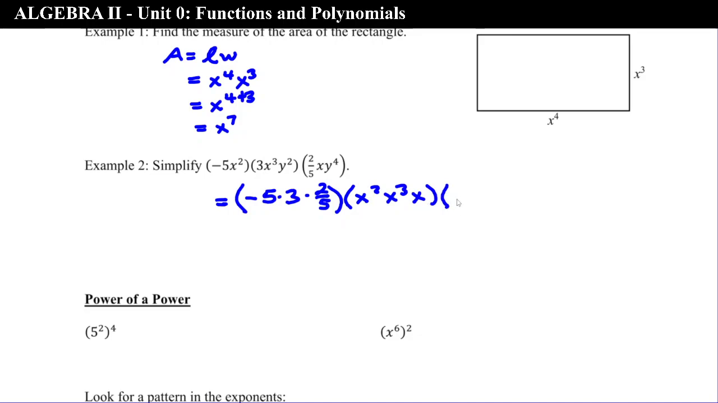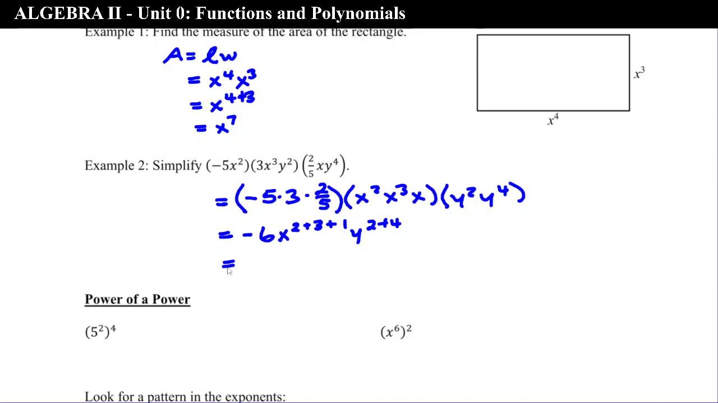Finally, we're going to group together our y terms. So we have y squared, and we have y to the 4th. Well, let's multiply each of these groups. So if we multiply negative 5 times 3 times 2/5, what we end up with is negative 6. If we multiply x squared, x to the third, and x, well, they're all the same base, so we're going to add the exponents. And then for the y's, also the same base, so again, we are going to add the exponents.